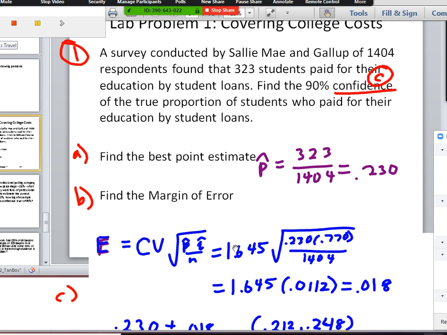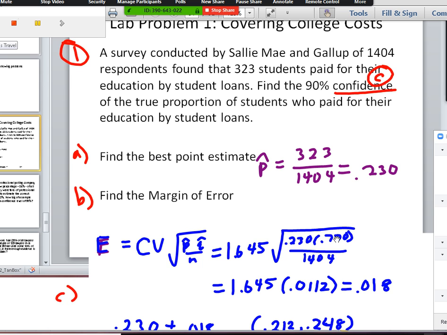Great, so 1.645, that's my critical value, times the square root of p-hat q-hat over n. So p-hat is 0.230. Give me 3 sig figs. Don't round it off to 2. 3 sig figs, that's important, or else you will lose points on the exam.